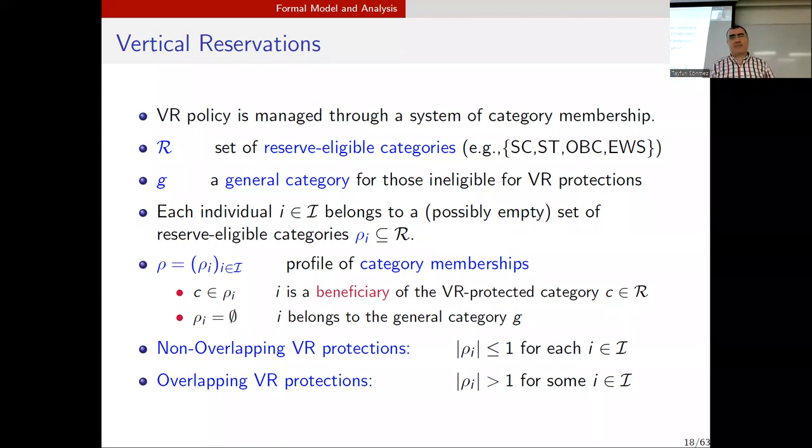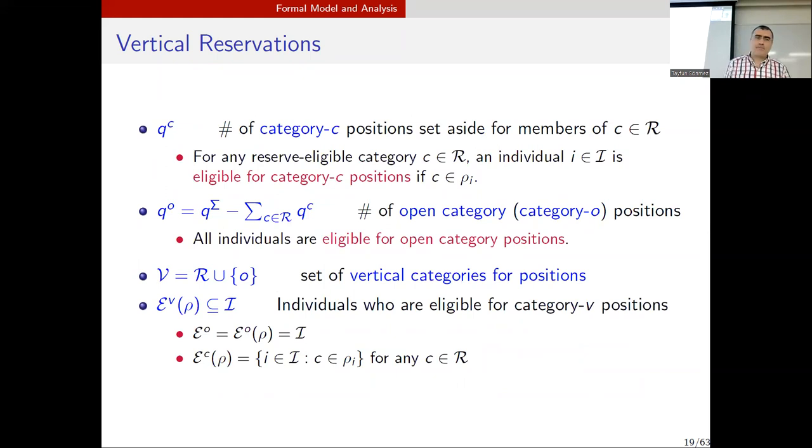Each individual i belongs to a possibly empty set of reserve-eligible categories, rho i. For my abstract analysis, I allow that an individual may be a member of multiple vertical reservations. If no individual is a beneficiary of more than one vertical reservation, I will call this non-overlapping VR protections. If there is at least one person who benefits from multiple VR protections, I will refer to this as overlapping VR protections. These are exactly the same definitions as yesterday.